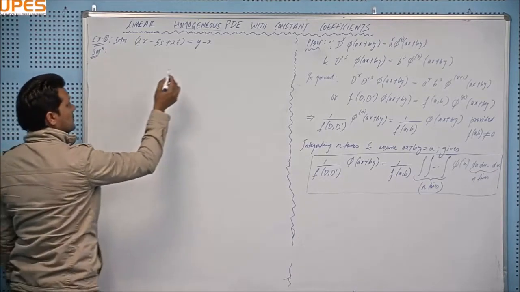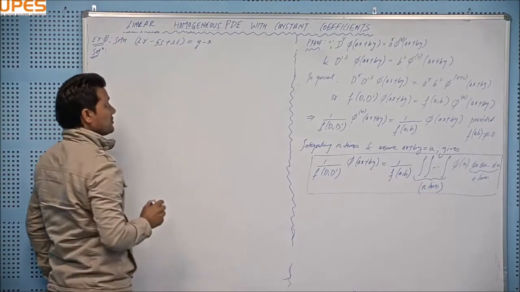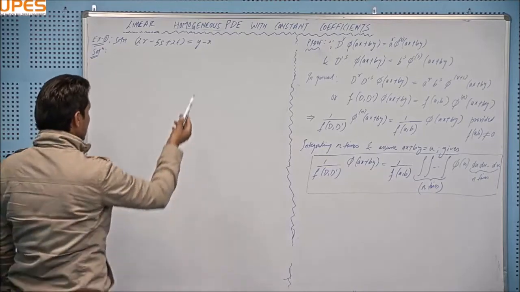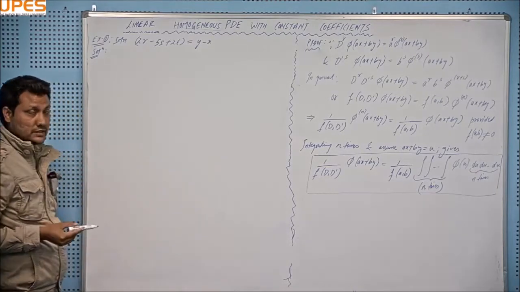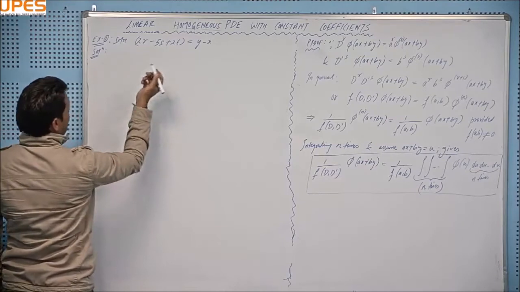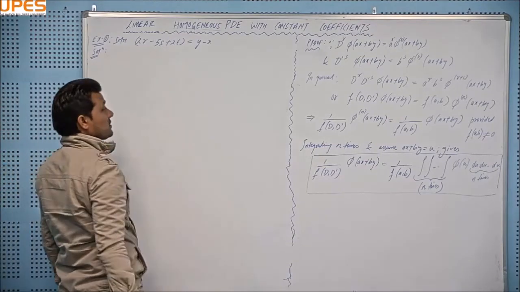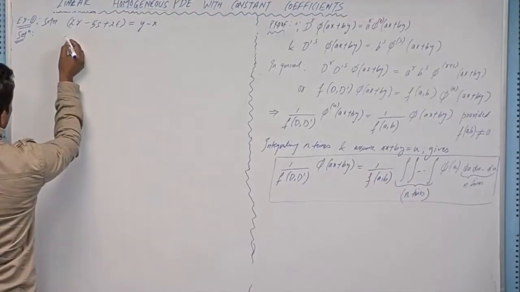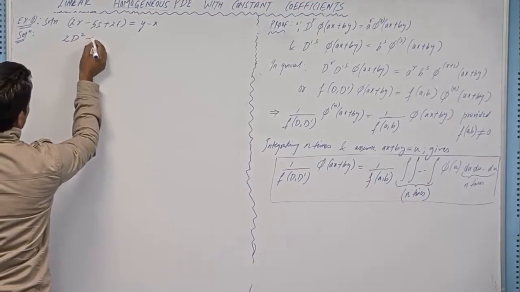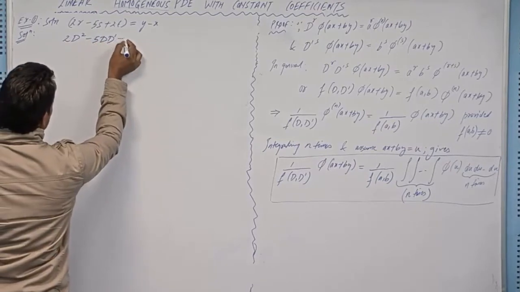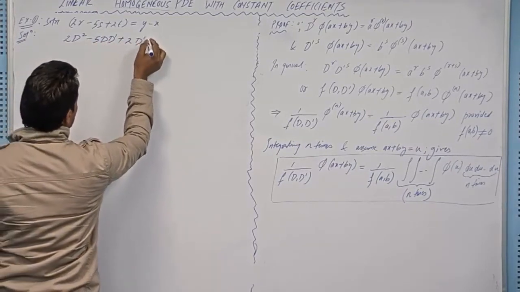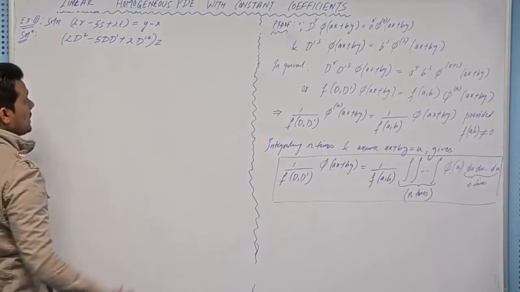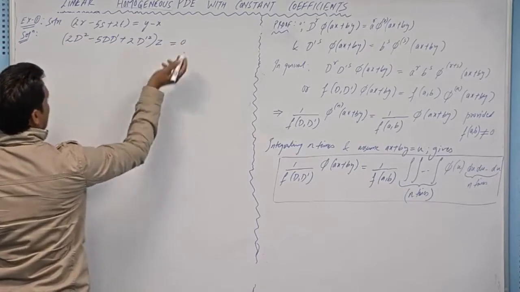And see that this right hand side is not equal to 0, y minus x, but we have to take it equal to 0 in order to find the complementary function, right? Then we write the auxiliary equation, or we do the factors in terms of D and D dash, whatever way you prefer. I may write as 2D square minus 5DD dash plus 2D dash square, and then this time I have to write z because I am writing it equal to 0.